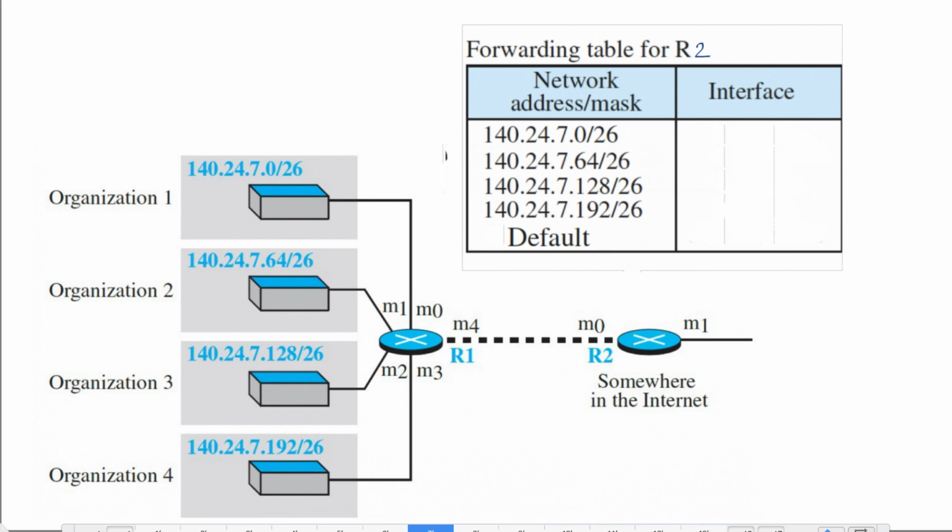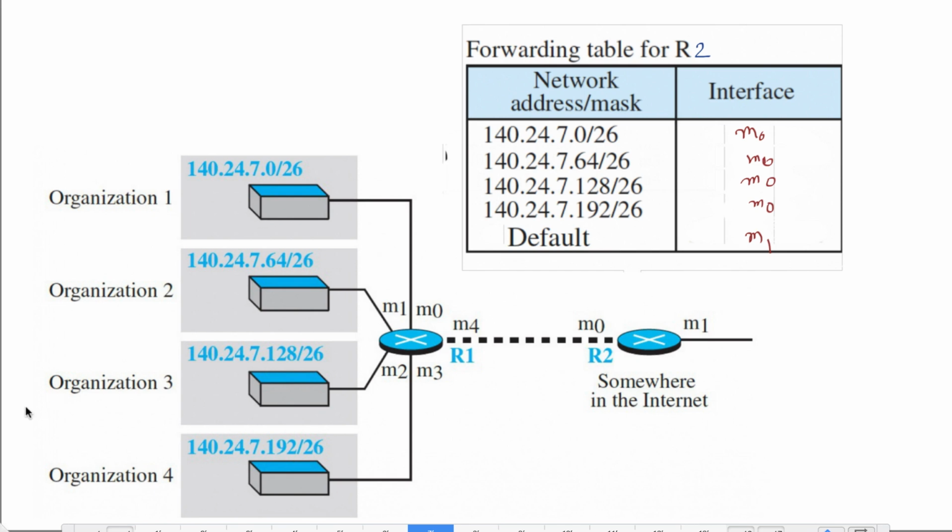Now for R2, I can say that if any of these networks, then it will go to M0 obviously. M0, M0, M0. Otherwise it may go to M1, or if some network is connected to M1, then I can say M1. Otherwise, by default it should go to M1, because if the packet is not intended for one of these networks, then it should go to M1. So by default I can say M1.